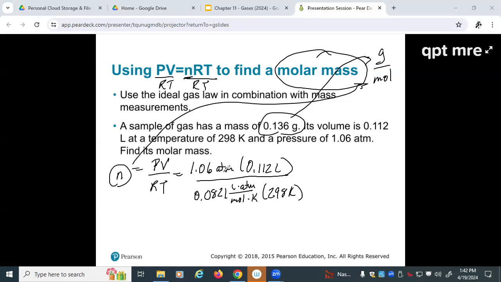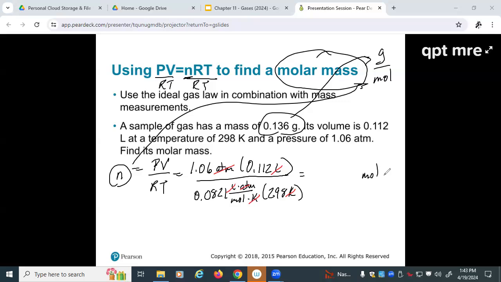Again, we can look and see that atmospheres is in the numerator here and the denominator here, so they cancel. Liters is in the numerator here and the denominator here, it cancels. And then within the denominator, Kelvin is in the top part of the fraction and the bottom of this one, so it cancels. What I'm left with is 1 over moles in the denominator. And so if I'm taking 1 over moles, that whole thing flips over, I end up with moles as my unit.